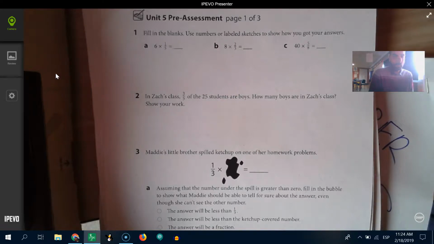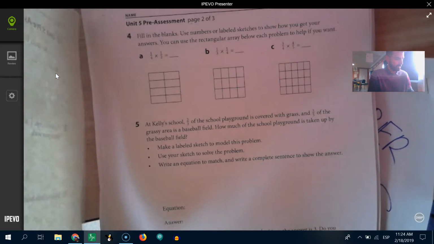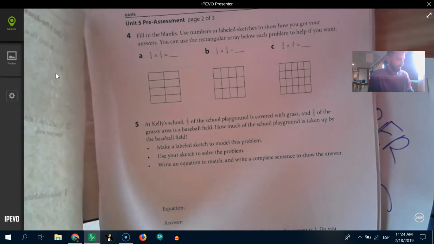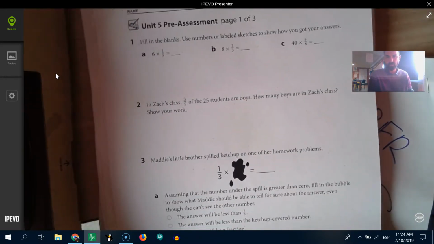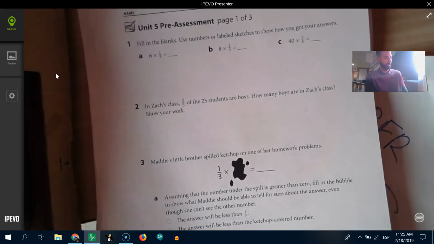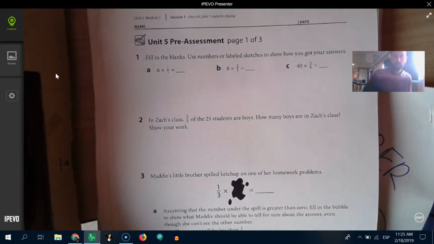Hi, okay, so I'm going to be going over the Unit 5 pre-assessment. Before I start, I believe pretty much everything is meant to be mastered. There might be one question that isn't, but for the most part it's meant to be mastered. Okay, so here we go. I'm going to go through these, and as always, if you have questions, let me know.